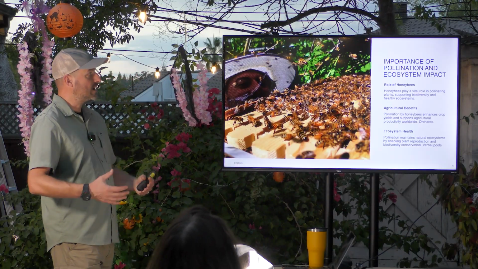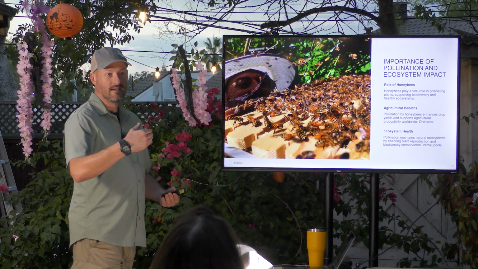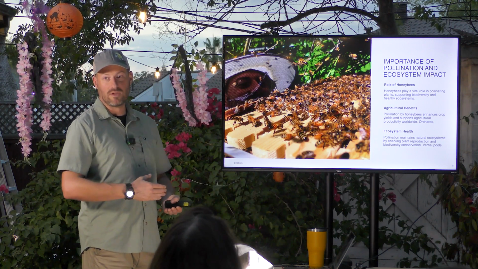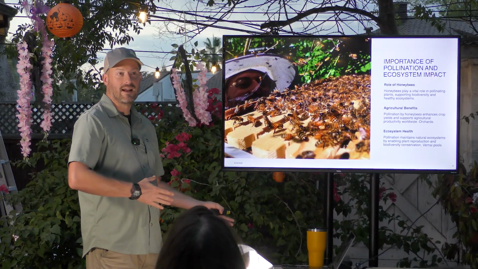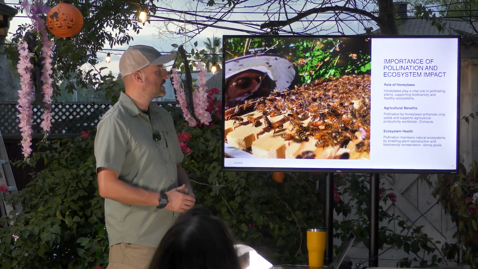So bees all around help the ecosystem as long as they're not impacting a native pollinator. And we have ways to mitigate that as beekeepers. Planting California natives is one of the big ones that you can do for that.